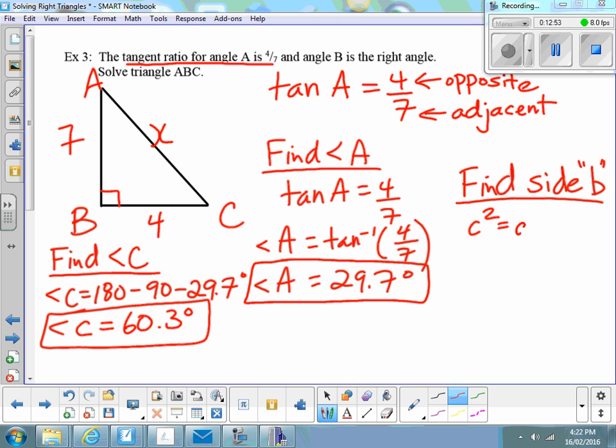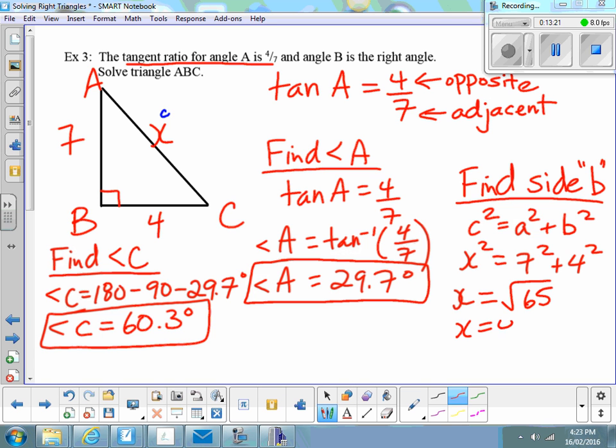So I'll write down that. And remember that the side we're finding is actually side C, as in the hypotenuse of the triangle. So that's going to be x squared equals 7 squared plus 4 squared. So we end up with the square root of 65. So x is equal to 8.1, and that makes sense for the question.